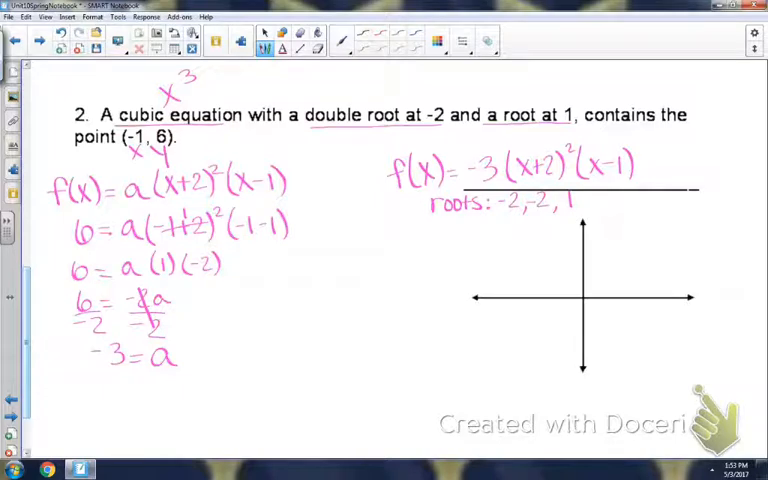So I have a cubic, and our A was negative, which means it should be decreasing from left to right. So double root at -2 and a root at 1. I need to start at the top on the far left. It's a double root at -2, so it should curve and then curve back to go straight through your single root at 1.